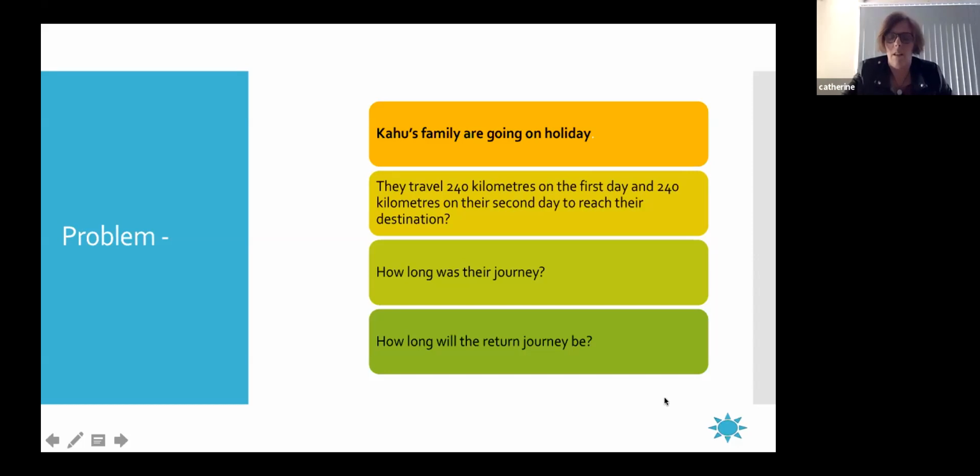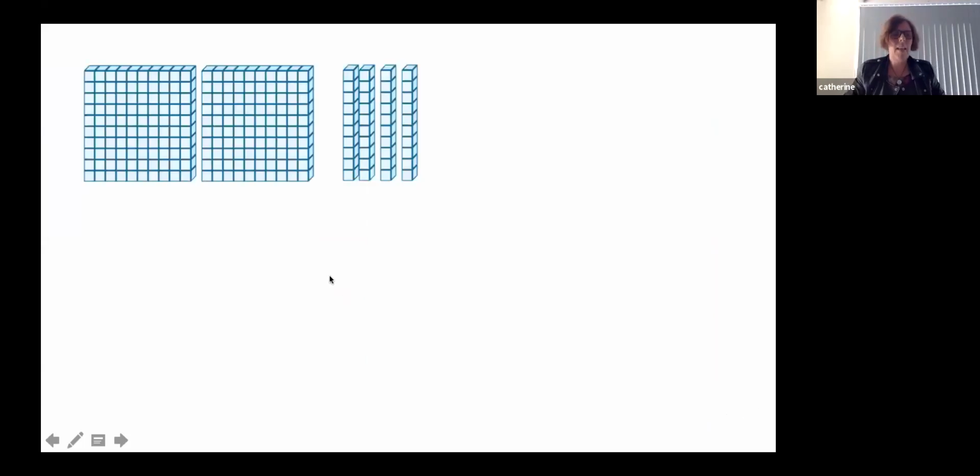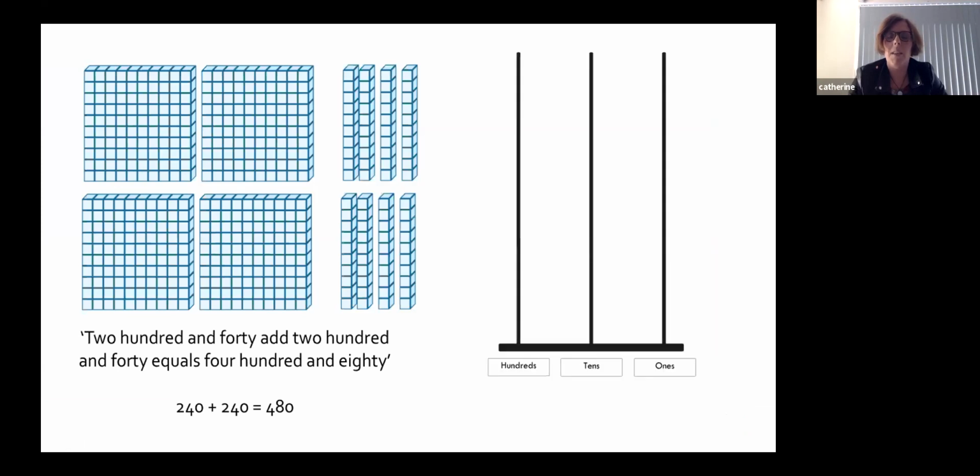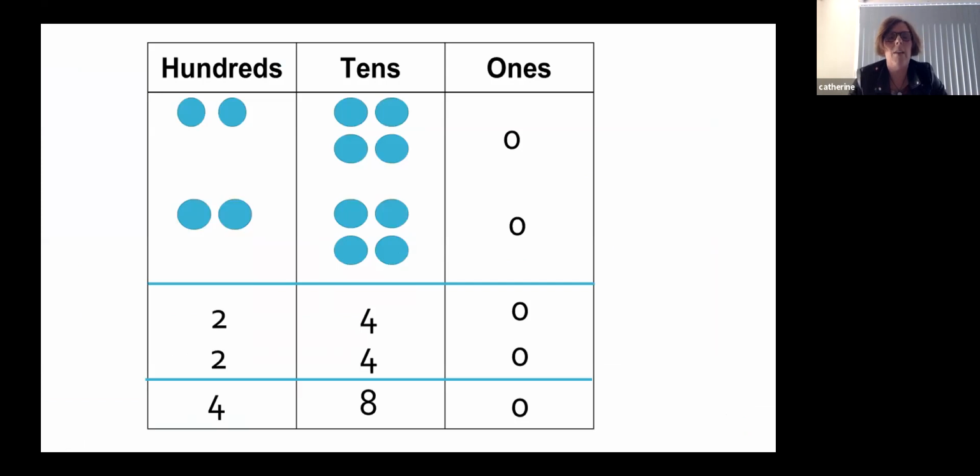I'm going to go back now to sharing my screen. Here it is in a pictorial representation. So with these diagrams, we can show 240 and 240, and that equals 480. There's the abstract there at the bottom. We can also represent it in a different pictorial way, showing the hundreds with 2 on the abacus, the tens with 4 on the abacus. Over the page here we have the pictorial leading into the algorithm. And you can see how it's linked in very easily.